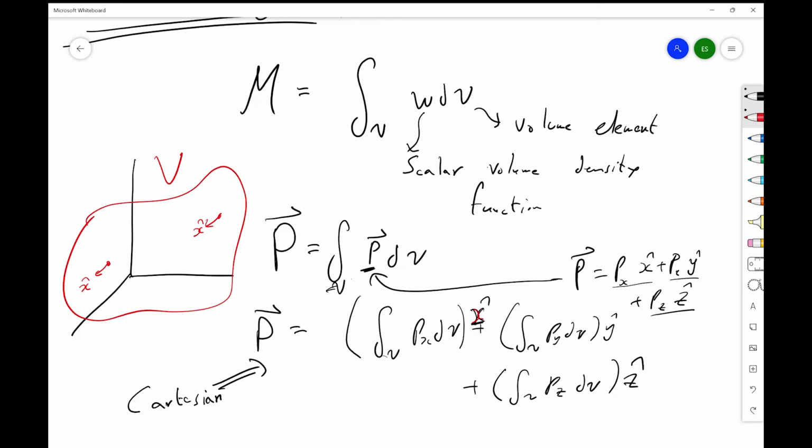Because r hat, if this was spherical coordinates, r hat would be this at this point, and at this point it could be this. It's a totally different vector. It depends on your point in space. That's why you cannot take it outside of the integral. I can take it outside of the integral here because it's a special case. It's Cartesian coordinates.